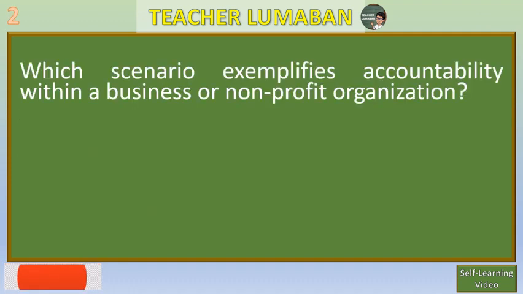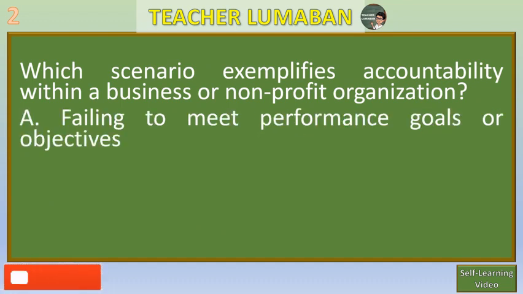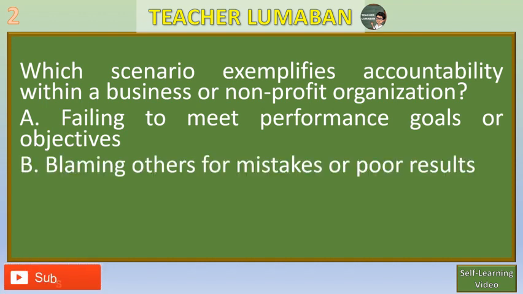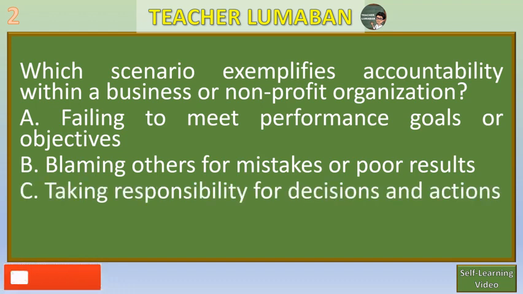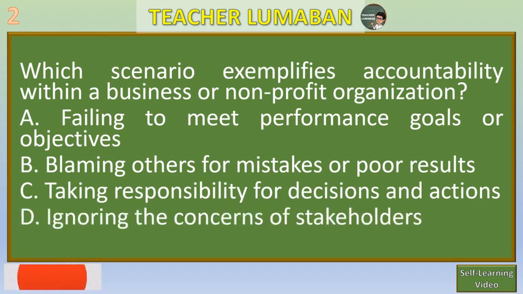Which scenario exemplifies accountability within a business or nonprofit organization? A. Failing to meet performance goals or objectives. B. Blaming others for mistakes or poor results. C. Taking responsibility for decisions and actions. D. Ignoring the concerns of stakeholders.